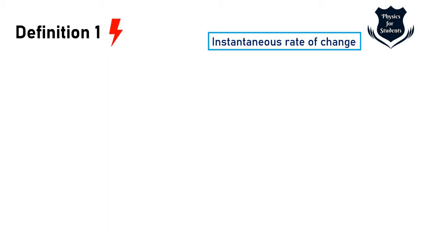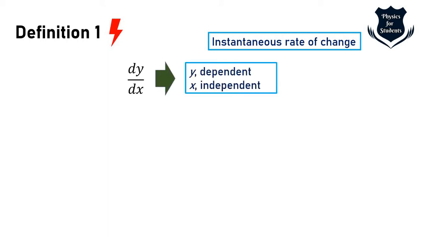So one part we are clear on is the instantaneous rate of change of y as a function of x. We are using the Leibniz notation, in that case dy by dx, which implies y as the dependent variable and x as the independent variable.